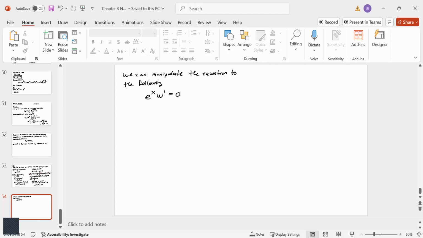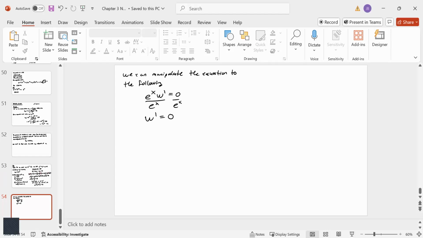Well, you can divide out e to the x. There's nothing stopping you from doing that because e to the x can never be 0. And you have W prime equals 0. Now I could just integrate both sides and get C, which is what I would personally do. But they want to generalize this so that it works for anything.